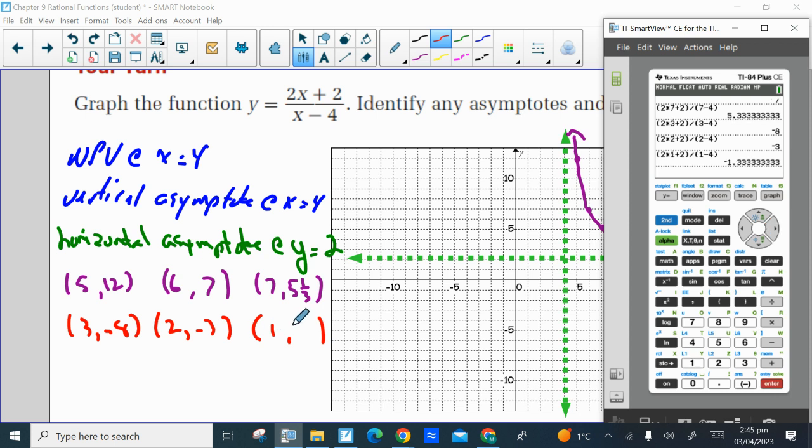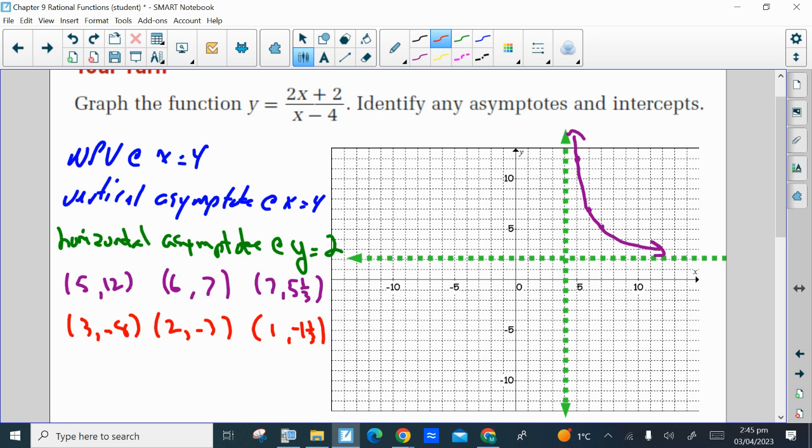Negative 1 and a third. So negative 3, comma negative 8. Sorry, that's not negative 3, it's positive 3. Positive 2, comma negative 3. And positive 1, comma negative 1 and 1/3.